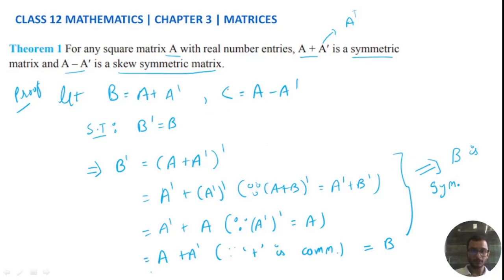Now it's your homework to see why C is skew symmetric. Why is C skew symmetric? If you are not getting it, please mention it in the comments. In the next video I will try to do it, because if I do it here it will take some time, as it's already a very huge video. So you should try it first. It's very easy and very similar to this. Here also you will have to use this property, then this property, but here you will have to use one extra property, that is, (kA) transpose is the same as k A transpose. That is the only property you need to use. Okay, so let's move to the next.